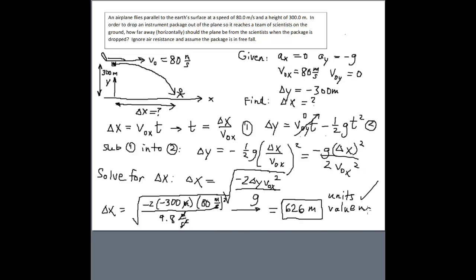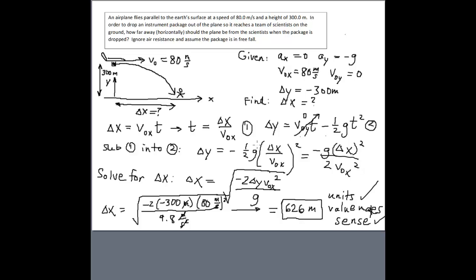So I'll just say that value makes sense. Sorry about that mess. So those are about the only two things that we can do to assess this answer. Hopefully this gives you, yet again, another example problem. Notice that this very common method of solving for time in one of the displacement equations and plugging it into the other one has been used once again.